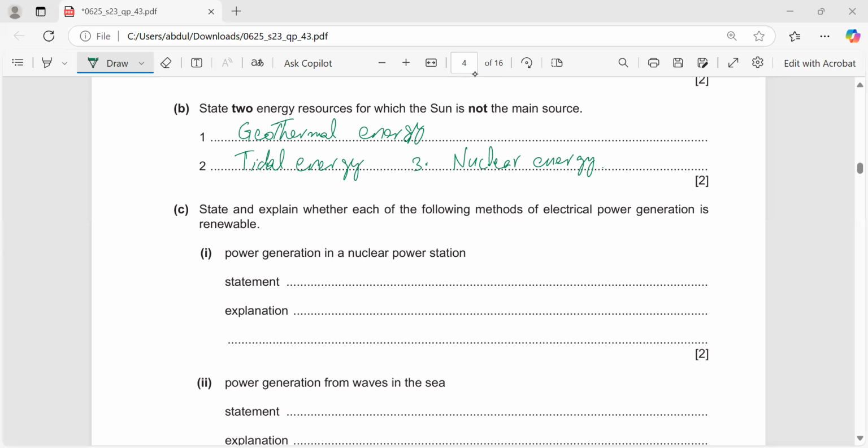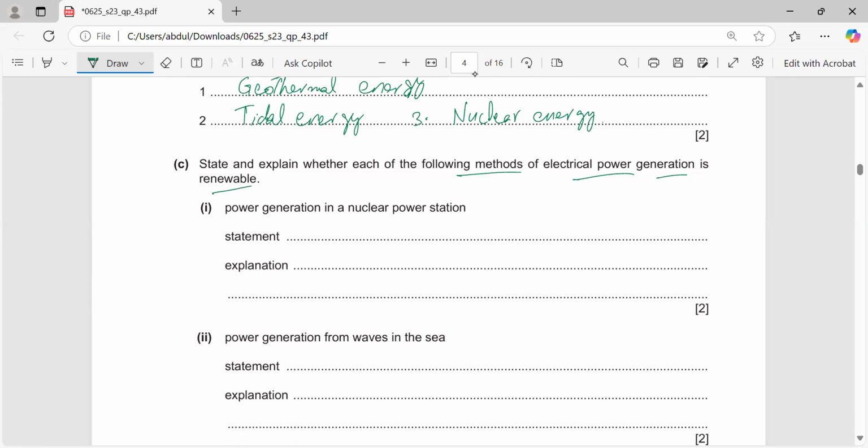State and explain whether each of the following methods of electrical power generation is renewable. Whatever I have said to you now, you can open chapter number 7 in the work, energy and power. Key points I have provided you, you will find these answers over there. So power generation in a nuclear power station: it is non-renewable.